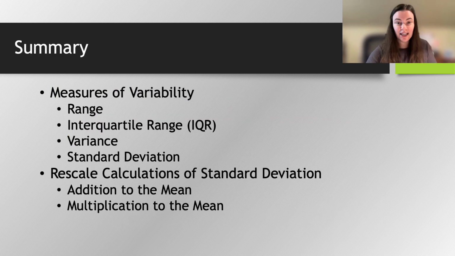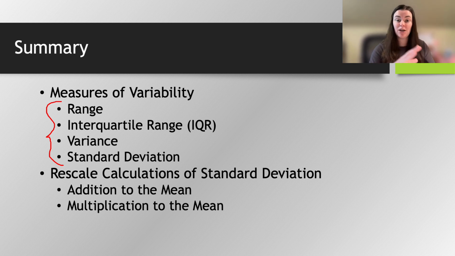Okay, so you've made it to the last slide of our chapter 4 video. So as with all of the previous chapters, now would be a good time to check in with yourself and see whether or not you can answer and articulate the following questions and bullet points listed below. In this case, with measures of variability, can you define and calculate a range, an IQR, a variance, and a standard deviation? And also understand how that operates if we rescale our calculations for our standard deviations. So those last two examples we just went through.